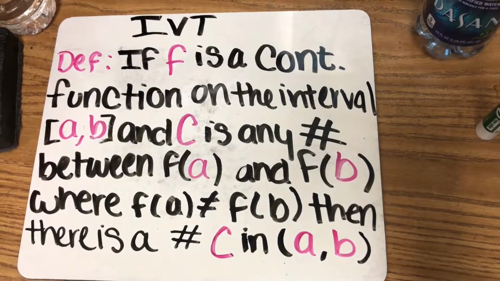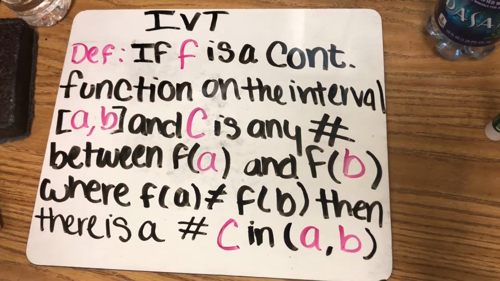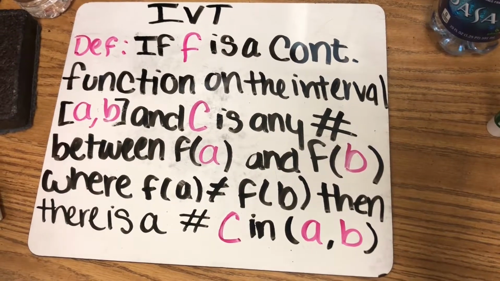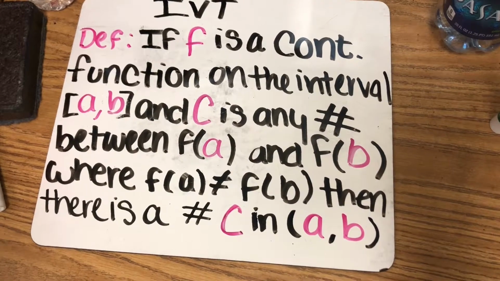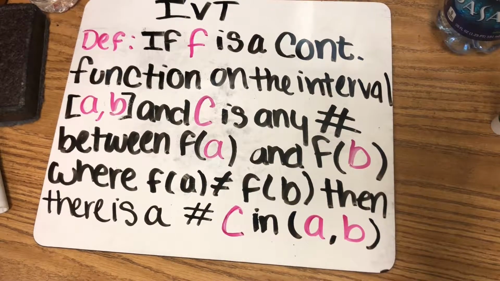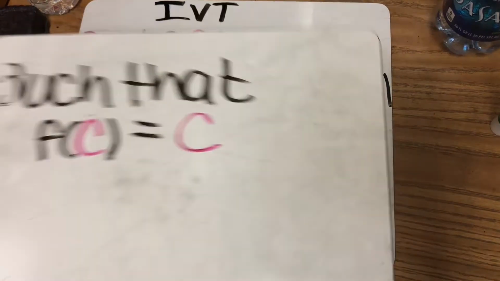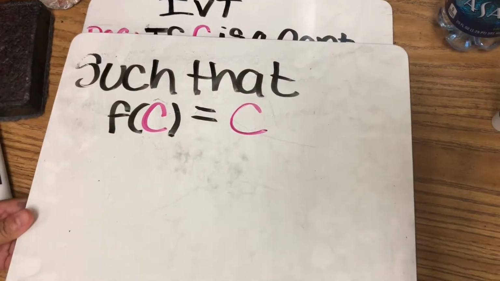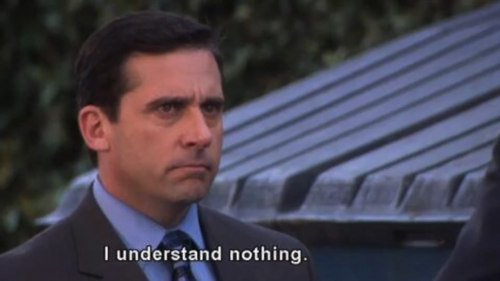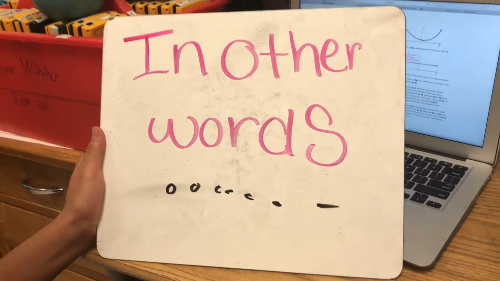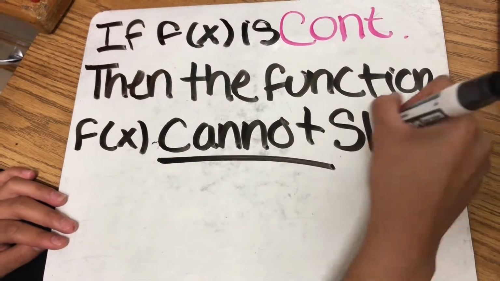First, we're going to start talking about the intermediate value theorem. The technical definition is if f is a continuous function on the interval ab and c is any number between f of a and f of b where f of a is not equal to f of b, then there is a number c in ab such that f of c is equal to c. In other words, if f of x is continuous, then the function f of x cannot skip any values.